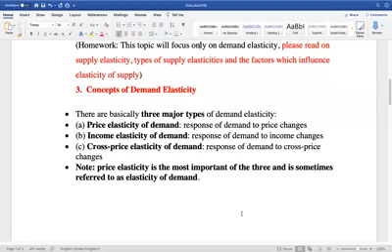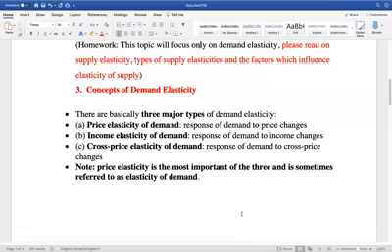Income elasticity of demand is the response of demand to income changes, or changes in the consumer's income. Obviously, if your income changes or the income of consumers changes, we know that the demand is going to change. But here now we are quantifying: if the income changes by this percentage, by how much is the demand expected to change? So that is called income elasticity of demand.